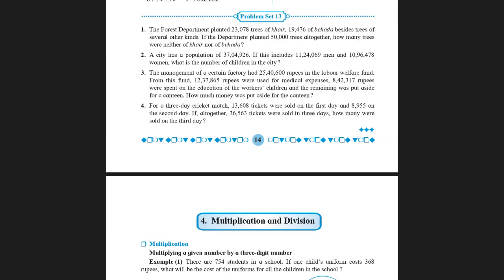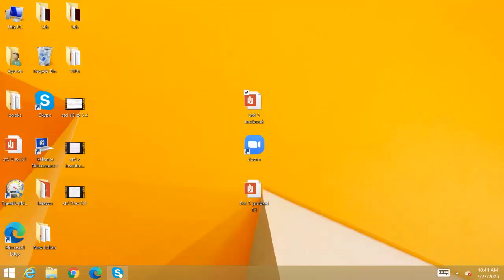So how will you do it? You can add the first and the second. You get the total number of Khair as well as Behada trees. Subtract that from the total number of trees, 50,000. You will get the number of trees which are of the other kind. So I'll show you how to do this.